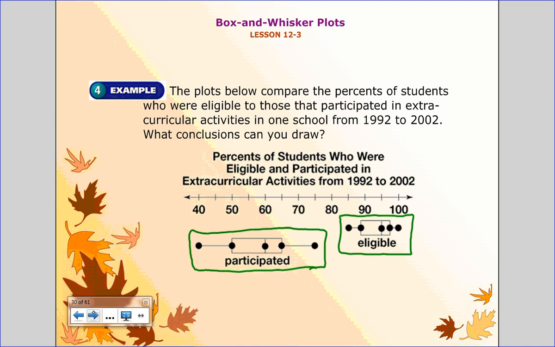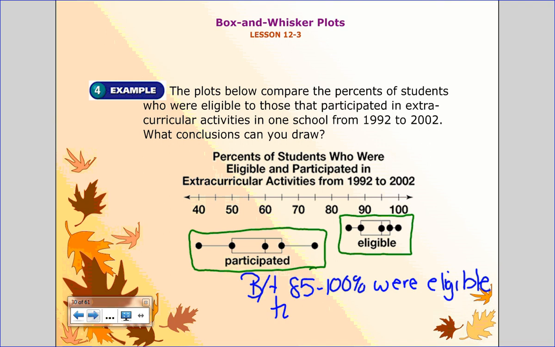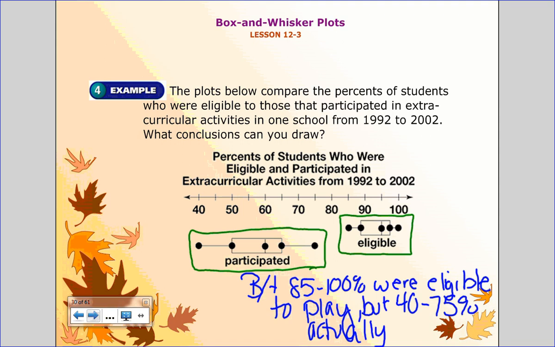Well, one of the things we could say is between 85 and it looks like about 100% were eligible. Eligible to play, but 40 to 75% actually participated. That's something you could say.